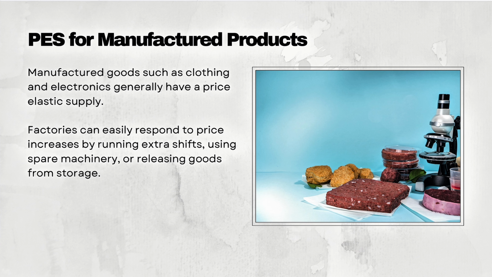And in the case for the price elasticity of supply for manufactured products, these goods, such as clothing and electronics, generally have a price elastic supply. As anything that is manufactured, factories can easily respond to the increase in price. This is by running extra shifts or using the spare machinery lying around. Or if they have stocks in storage, they can release these into the market.